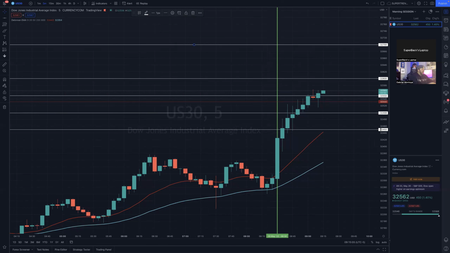That's how you ride an impulse, guys. Literally, we took that impulse move. That's it, in and out. $32,600, we took that impulse move. That was awesome. We do have three pending trades there at $32,600.